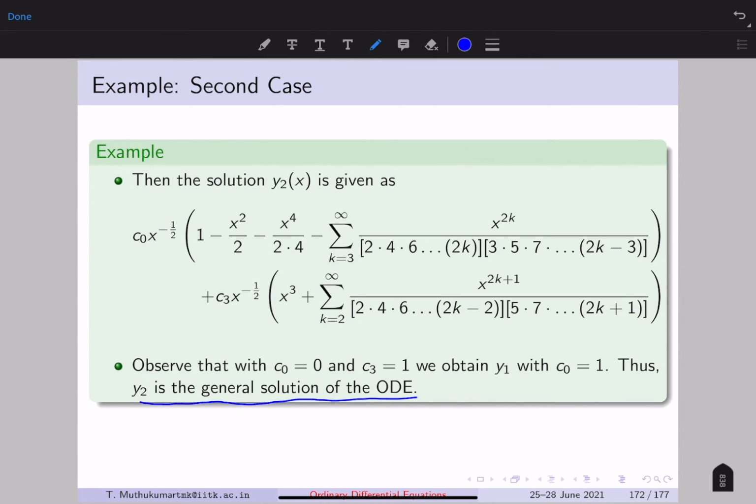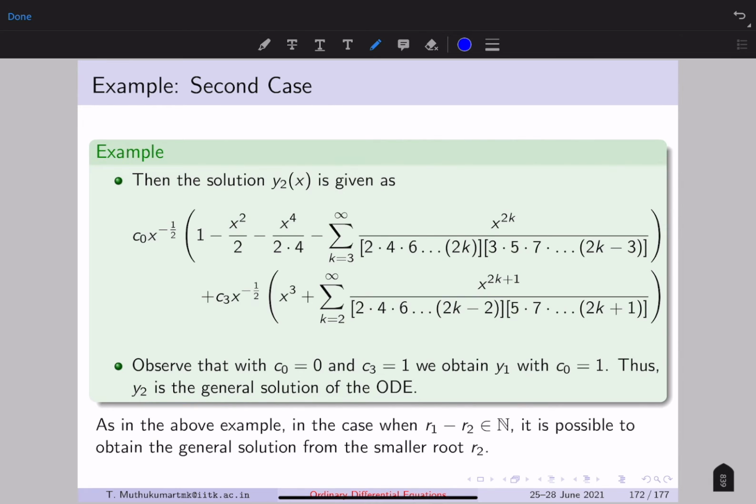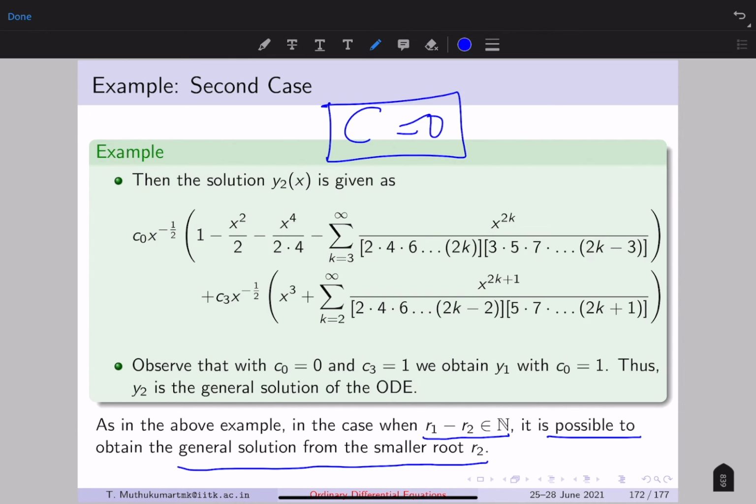Okay, so you see, in this case, the R2 was directly giving you a general solution, right? The R1 gave you one solution, whereas R2 gave you a general solution for the second order ODE, because it involves two arbitrary constants C0, C3, right? This is one situation. Now, as in the above example, when you had R1 minus R2 belonging to positive integer, it is possible to obtain the general solution from the smaller root R2, right? So the theorem, we said it has to be something plus C times y1 log of something, right? So in this case, the capital C that you had in the theorem is 0, and you have a general solution coming out from R2. Okay, this is one situation.